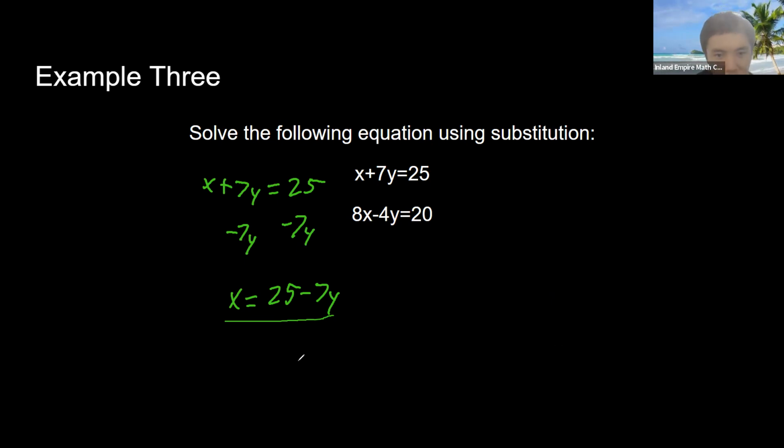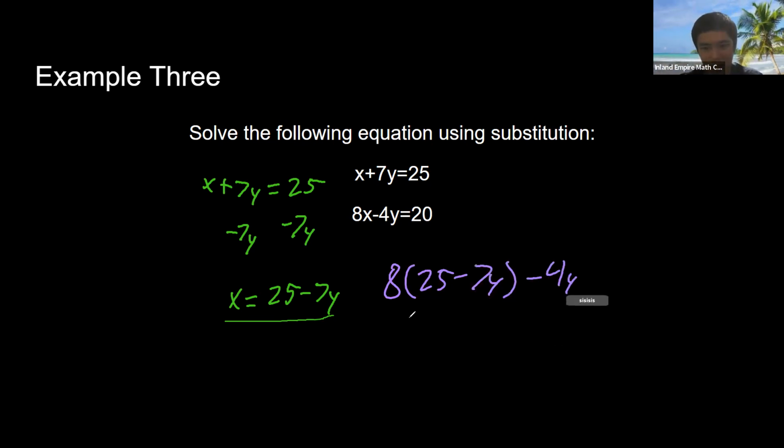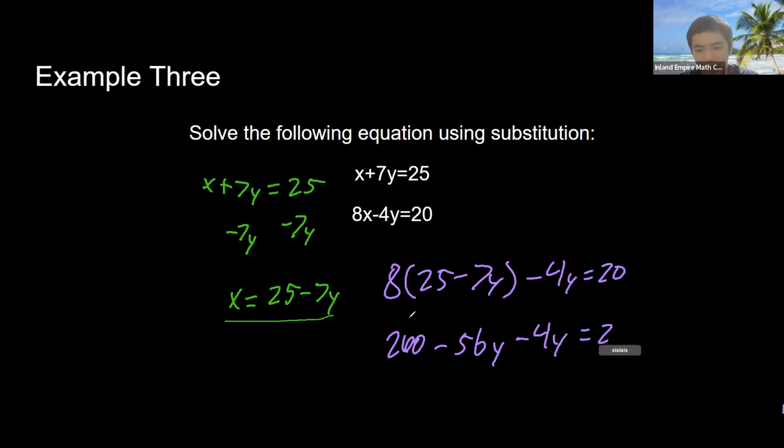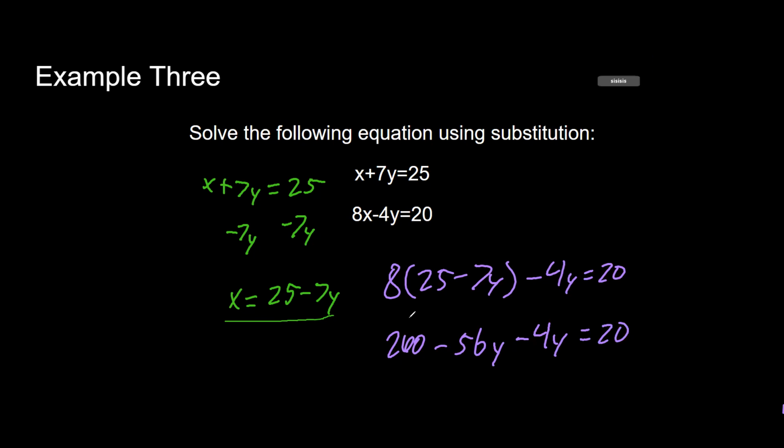Okay. So indeed, you would end up with 8 times 25 minus 7y minus 4y equals 20. Now, doesn't that look like another single variable equation? So now what, Kaden? You do 8 times 25 and 8 times 7y. Yep, bingo. Okay, now Kaden, go ahead and finish the problem. So 200.